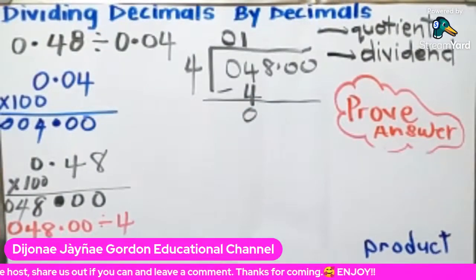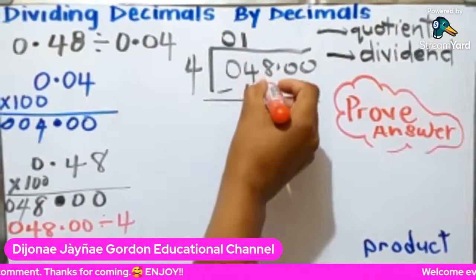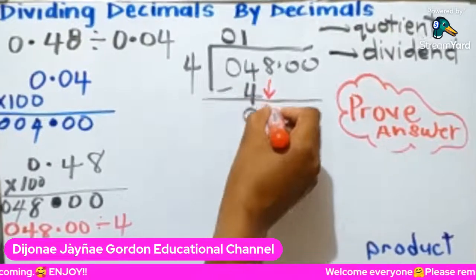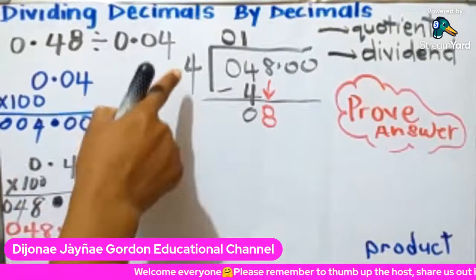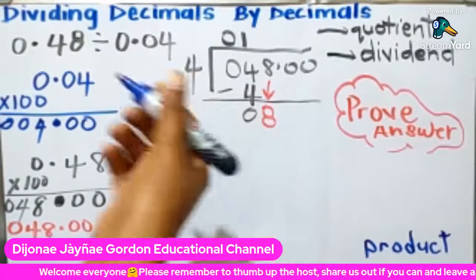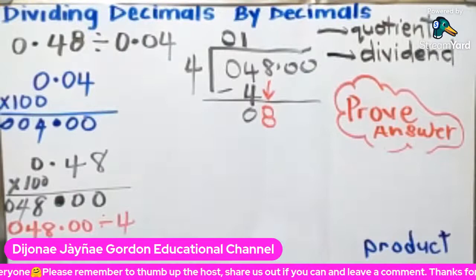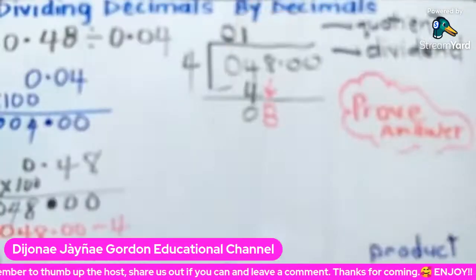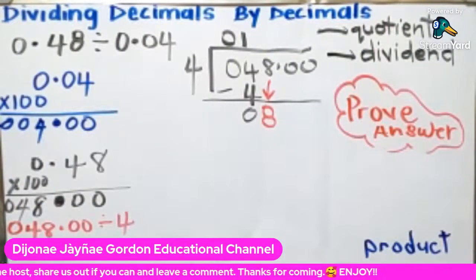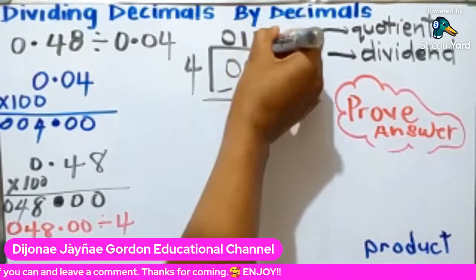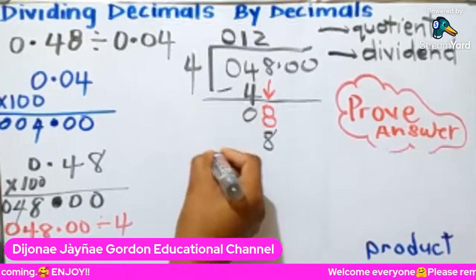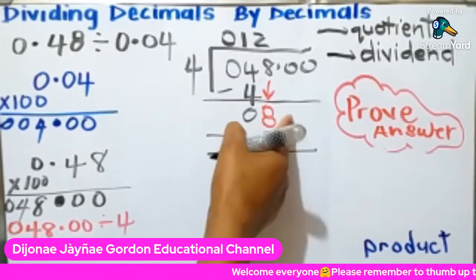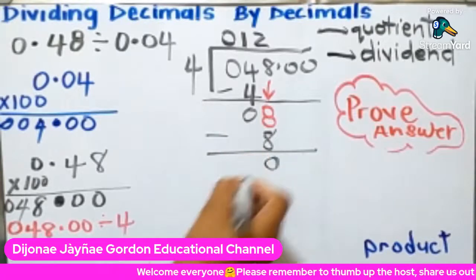The next thing you're going to do is bring down the next digit that is in line. Of course, the next digit is 8. It is in the 1s place. So the next thing you are going to do is say how many groups of 4 can you get from 8? Of course, you can get 2 groups. So I'm going to write my 2 right here. I'm going to take this 2 and multiply it by 4, and I'm going to get 8. I'm going to take away. Of course, you have 8, you give away 8, you're left with 0.